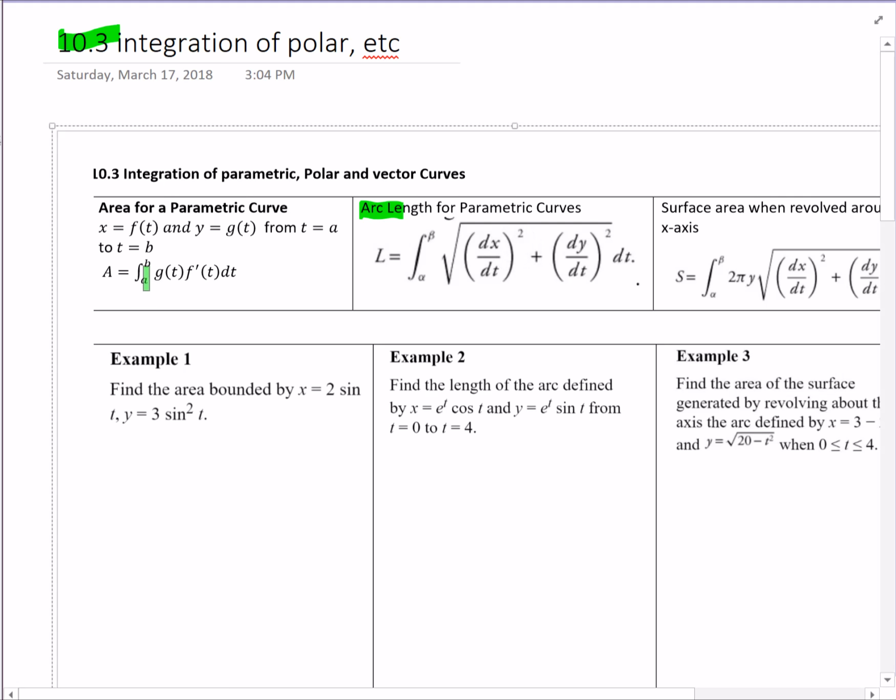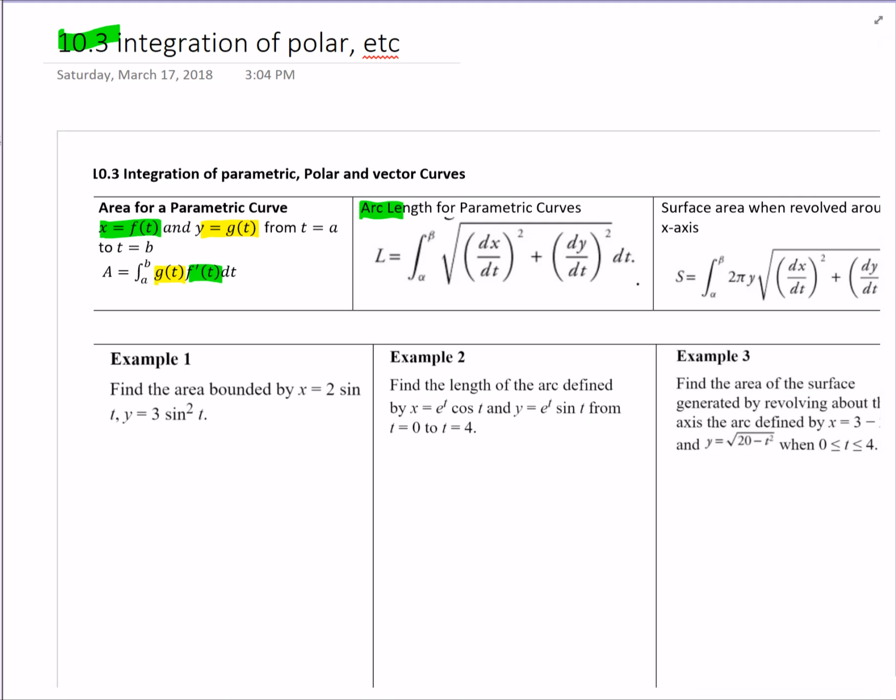So the area under a parametric curve is going to be given by this. The integral from a to b, where a is the t value and b is a t value, of g of t times f prime of t, where the g of t is the y, right, and the f of t is the x. And so what we have down here is f prime of t, which is the derivative of the x piece.